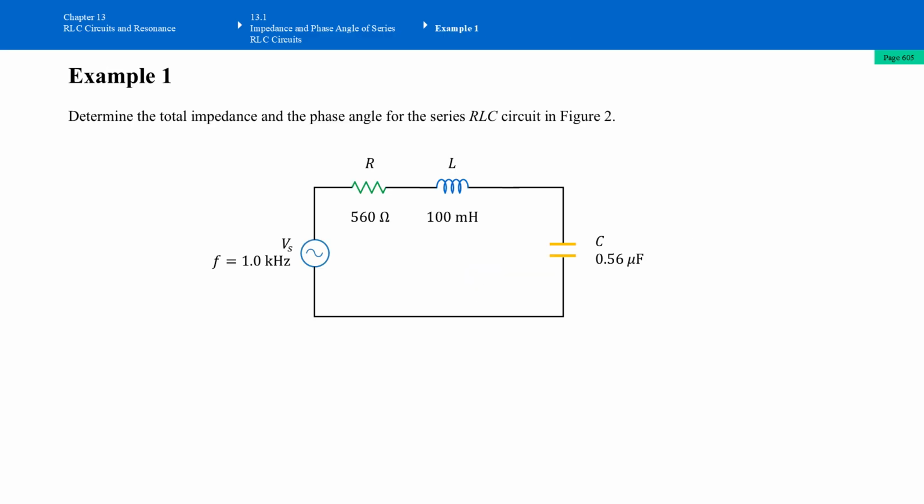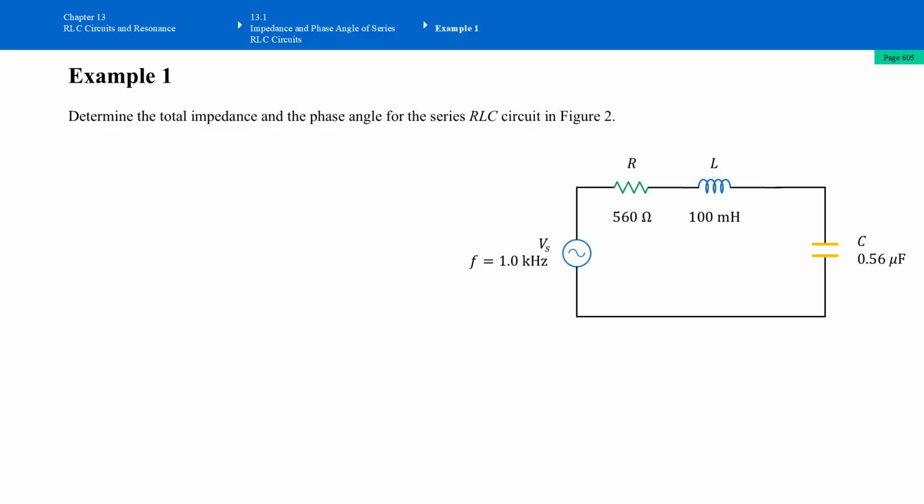Now let's work on book example 1. We want to determine the total impedance and phase angle for the series RLC circuit shown in figure 2. This figure shows we have an AC source, a resistance of 560 ohms, an inductance of 100 millihenry, and also a capacitor with a capacitance of 0.56 microfarad. Let's begin. So let's put the circuit to the right. We'll have some spare space on the left to work on.